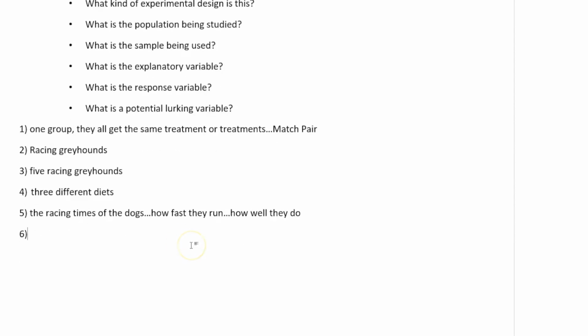All right, the last bit here. What is a potential lurking variable? So, real quick. Whenever we're working with animals, we can always just assume that they can't tell you how they're feeling. So, they might be sick. They might be hurt, etc. All of these could affect their performance in the race.